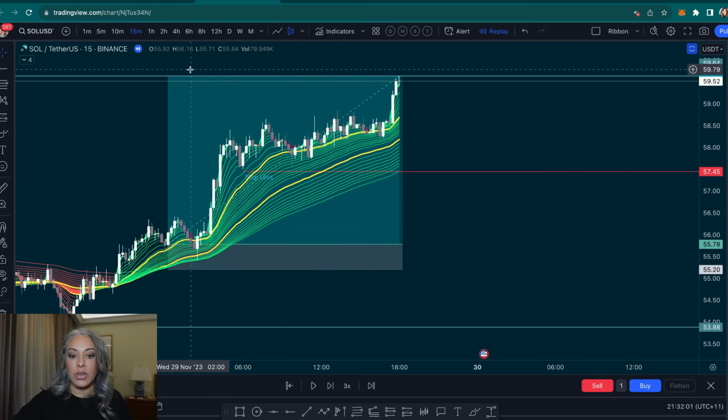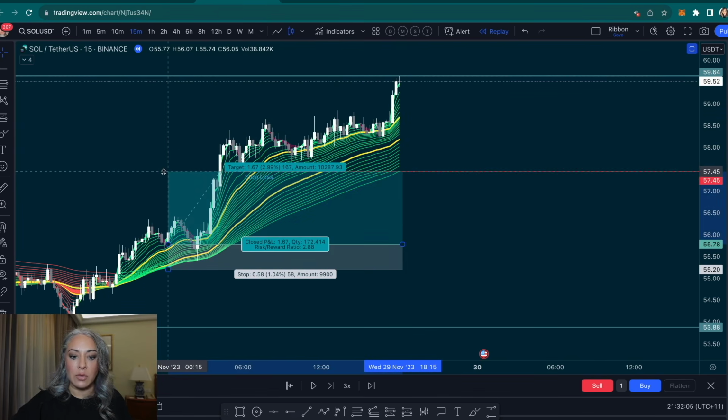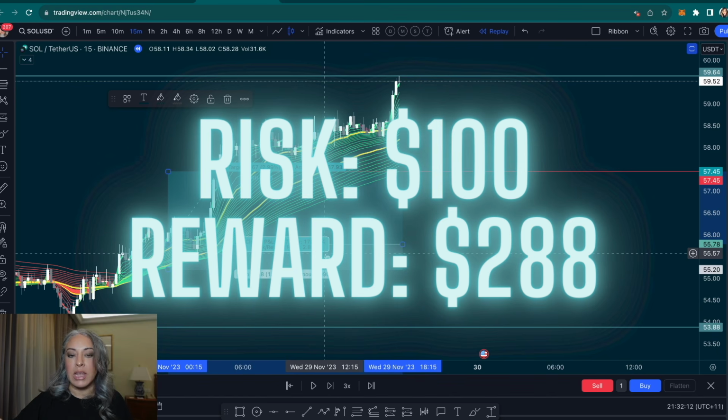And that means worst case scenario, if I walk away and I'm not watching this trade anymore and it swung around and went the opposite way on me, I've still secured 2.8-to-1 risk to reward worth of profit. In the same example, that would be $288.